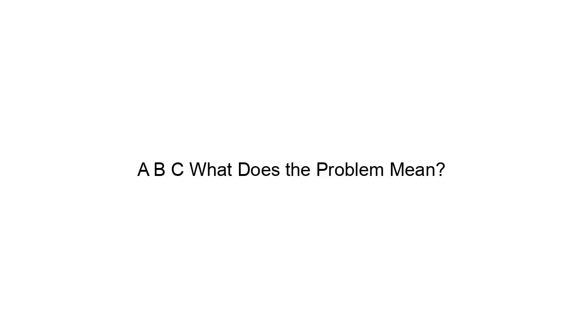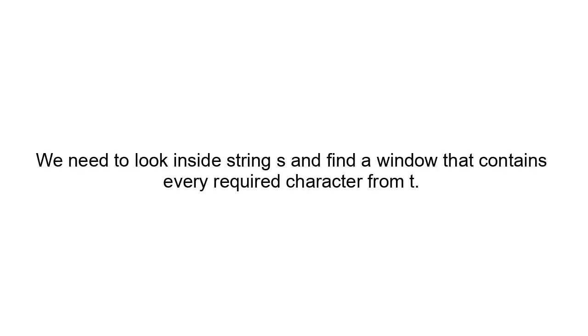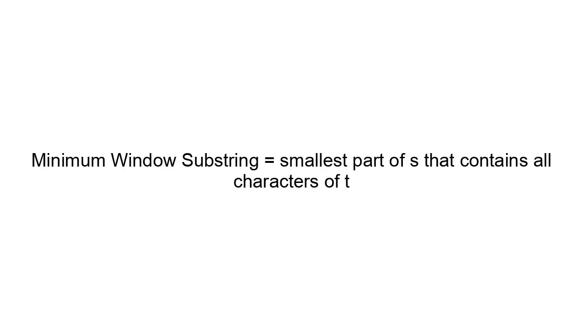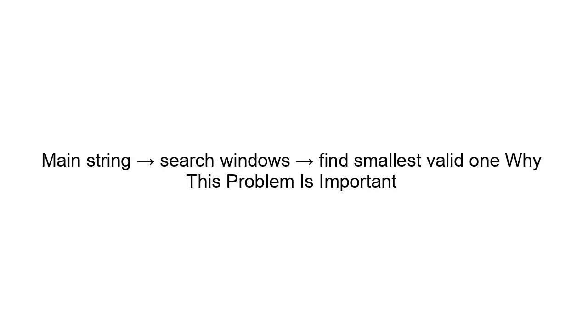What does the problem mean? We need to look inside string S and find a window that contains every required character from T. In simple terms, minimum window substring equals smallest part of S that contains all characters of T. Example concept. Main string means search windows means find smallest valid one.